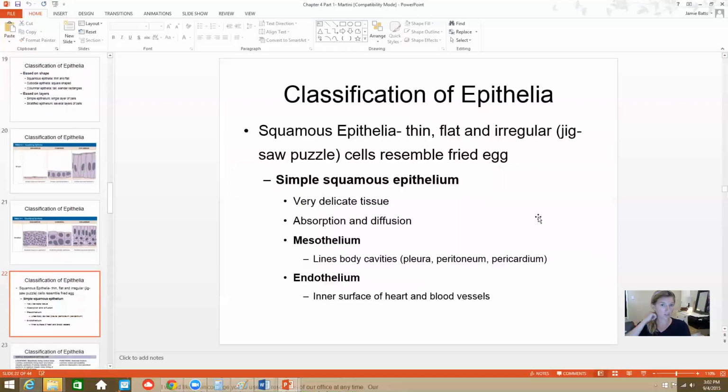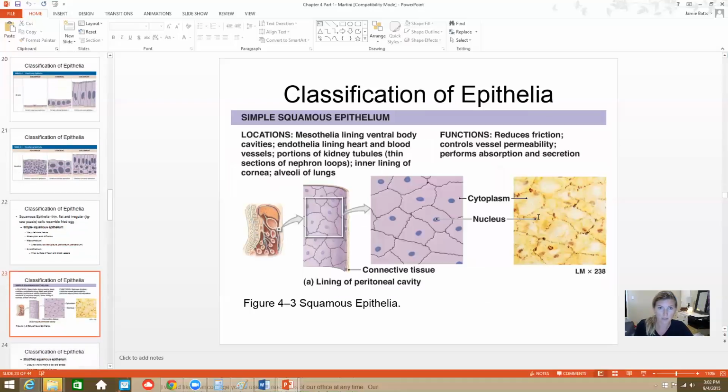So let's talk about simple squamous. Simple squamous is just one cell layer thin, very delicate. Its job is for absorption and diffusion. It's allowing things to pass through. So this would be like an inner lining of like a blood vessel. Our heart and blood vessels have this endothelium layer within them that is just one cell layer thick. So here you can see simple squamous. And this all, again, comes from your book, and similar images in your lab book. They all kind of complement each other.